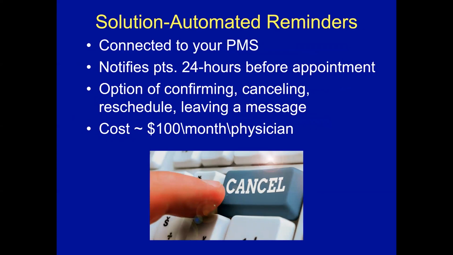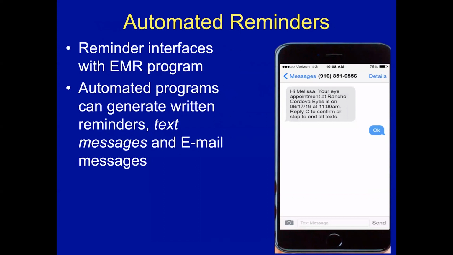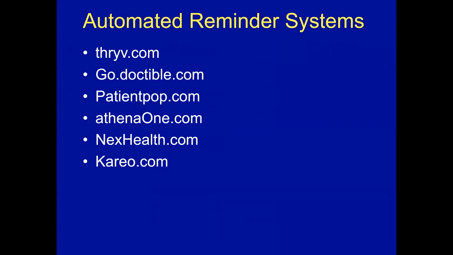Another option is automated reminders, which is a software program connected to your practice management system that notifies patients 24 hours before their appointment and gives them the option of confirming, canceling their appointment, rescheduling, or leaving them with a message. The cost of these automated appointment reminders is approximately $100 per physician per month. These reminders should be able to interface with your electronic medical record program.